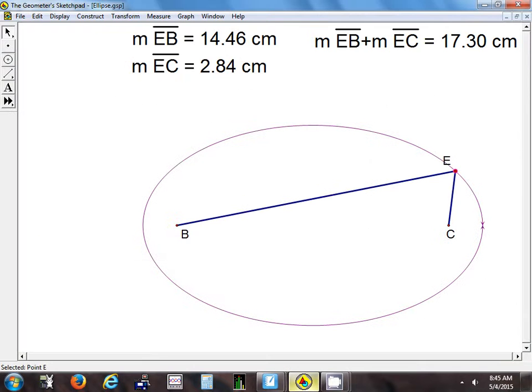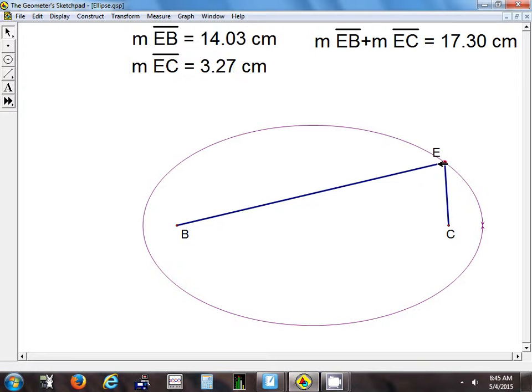So there's an ellipse. In that ellipse, B and C are the foci. Foci is the plural of, does anybody know what word I'm talking about? Focus, yeah. We don't say focuses, we just say foci. So B and C are your two foci. E is just a point on the ellipse I can move anywhere I want. As I move point E, I'm going to add up the length of segment EB and the length of EC, and those two numbers are always going to add up to 17.3.